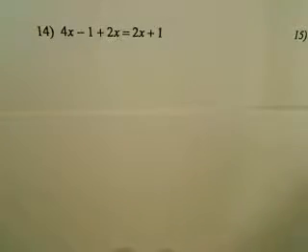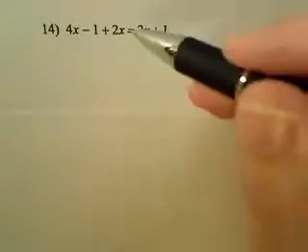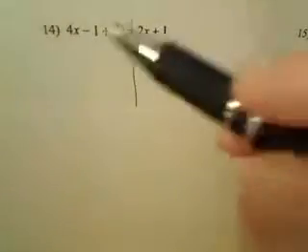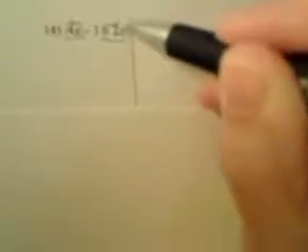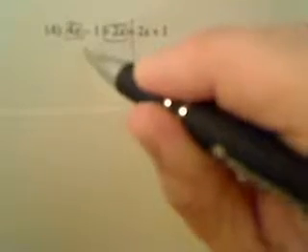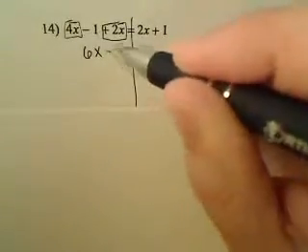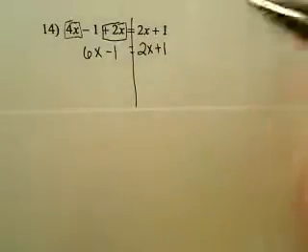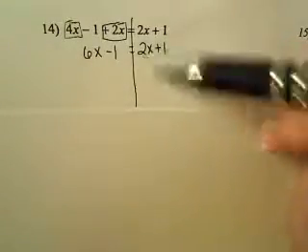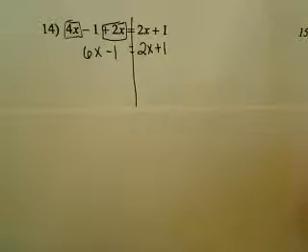First step, distributive. Well, we don't need to do the distributive here. So instead we're going to combine like terms, step 2. So I'm going to combine my 4x and my positive 2x. And that gives me 6x. I'm going to bring everything else down. Well, I have different variables, so I know I'm going to end up getting one solution.